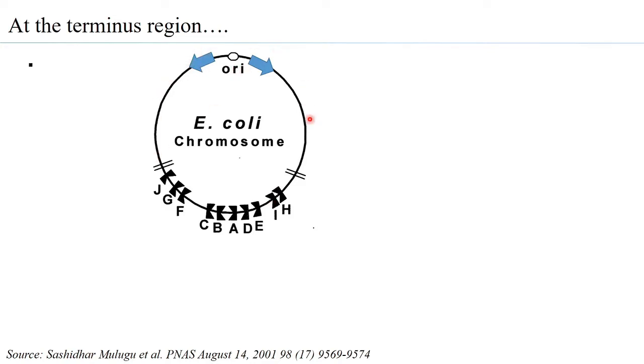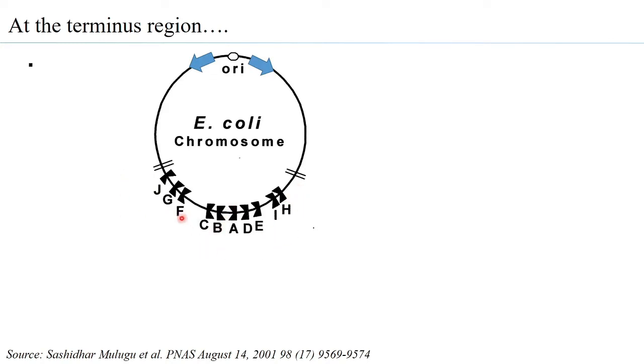So effectively, both of them move in opposite directions. And as they move in opposite directions, and considering that their speed is the same or very similar, they will meet exactly at a point opposite to the origin of replication. Therefore, the proclamation that the terminus region is diametrically opposite to the origin of replication. So as this moves and this moves, they will converge at this point, and hence this becomes the terminus region. But interestingly, studies have shown that the terminus region is not concentrated only in this area. In fact, it is extending on both sides.